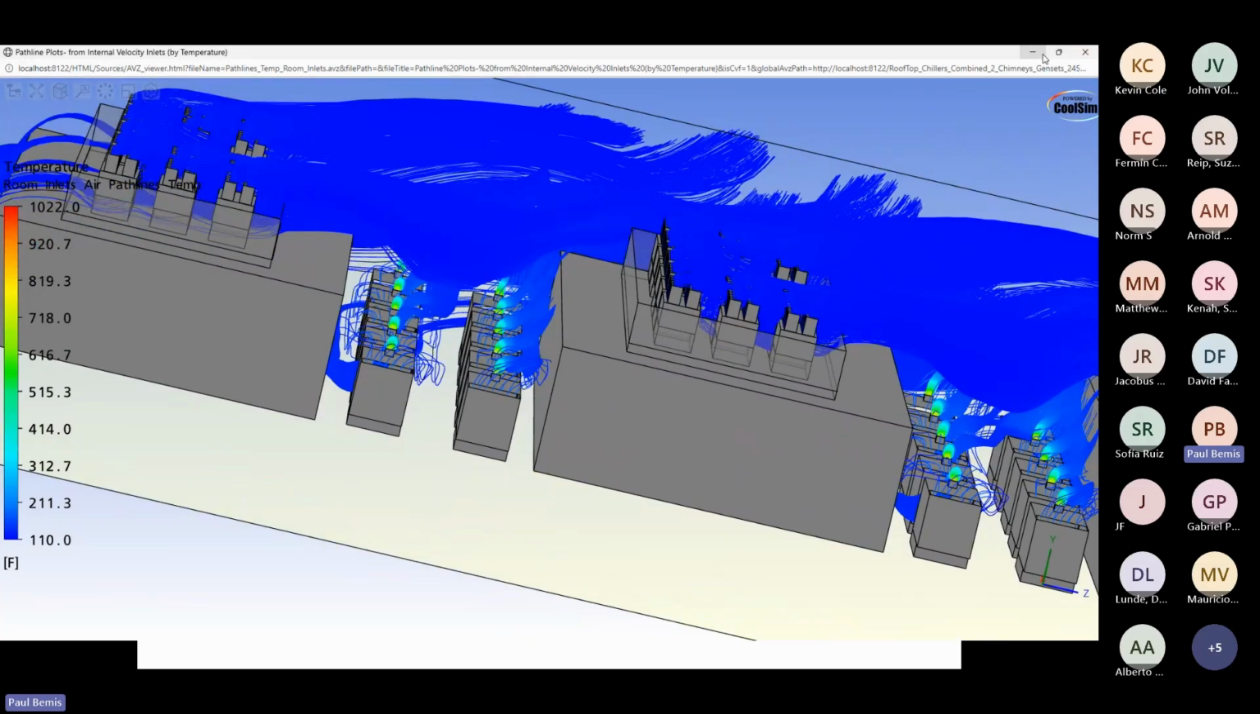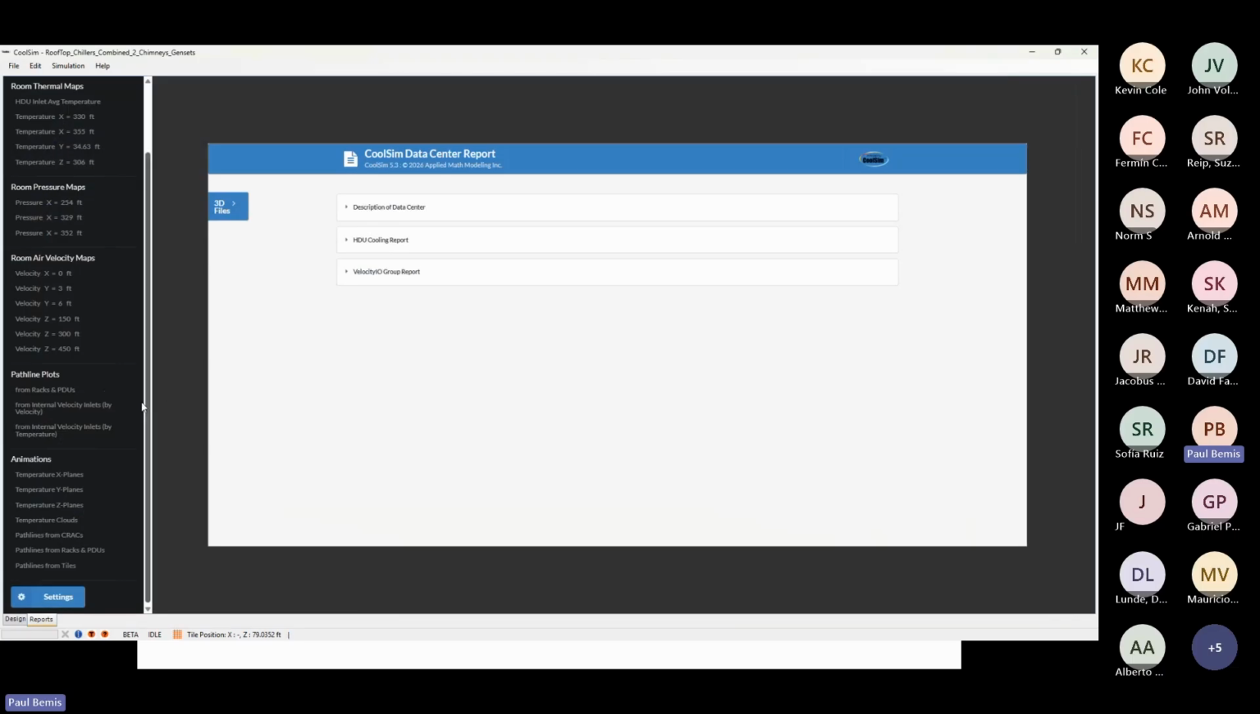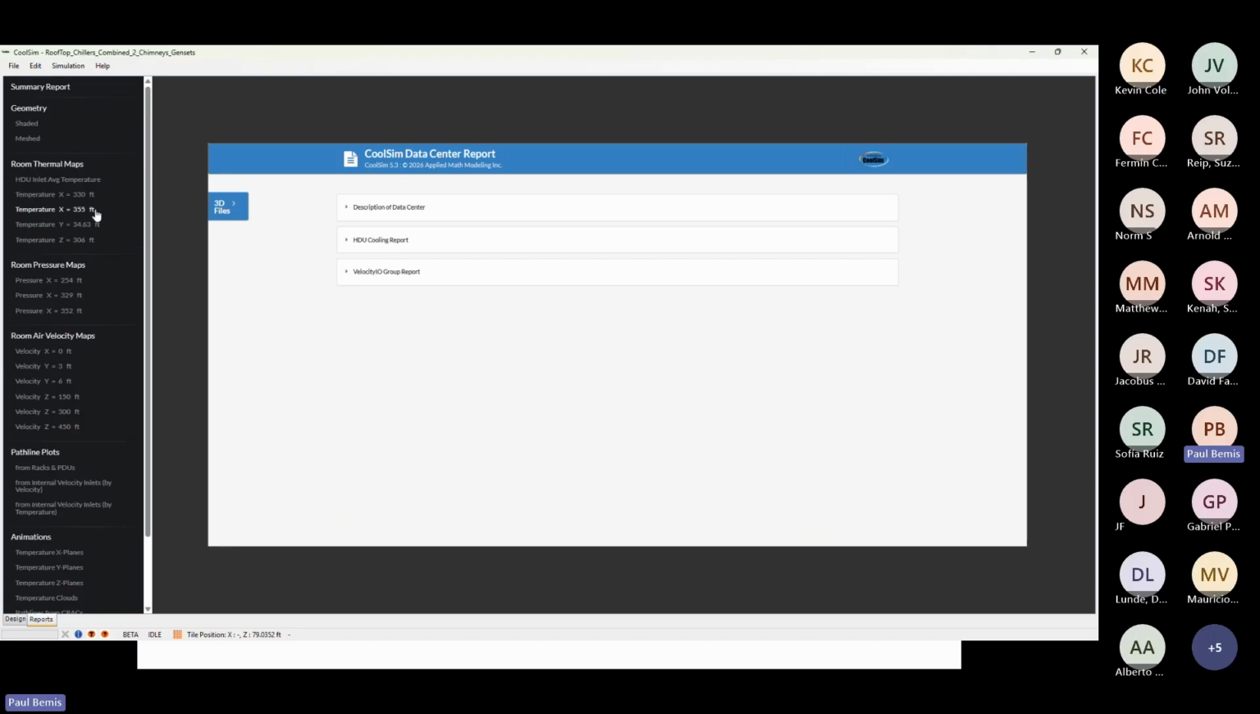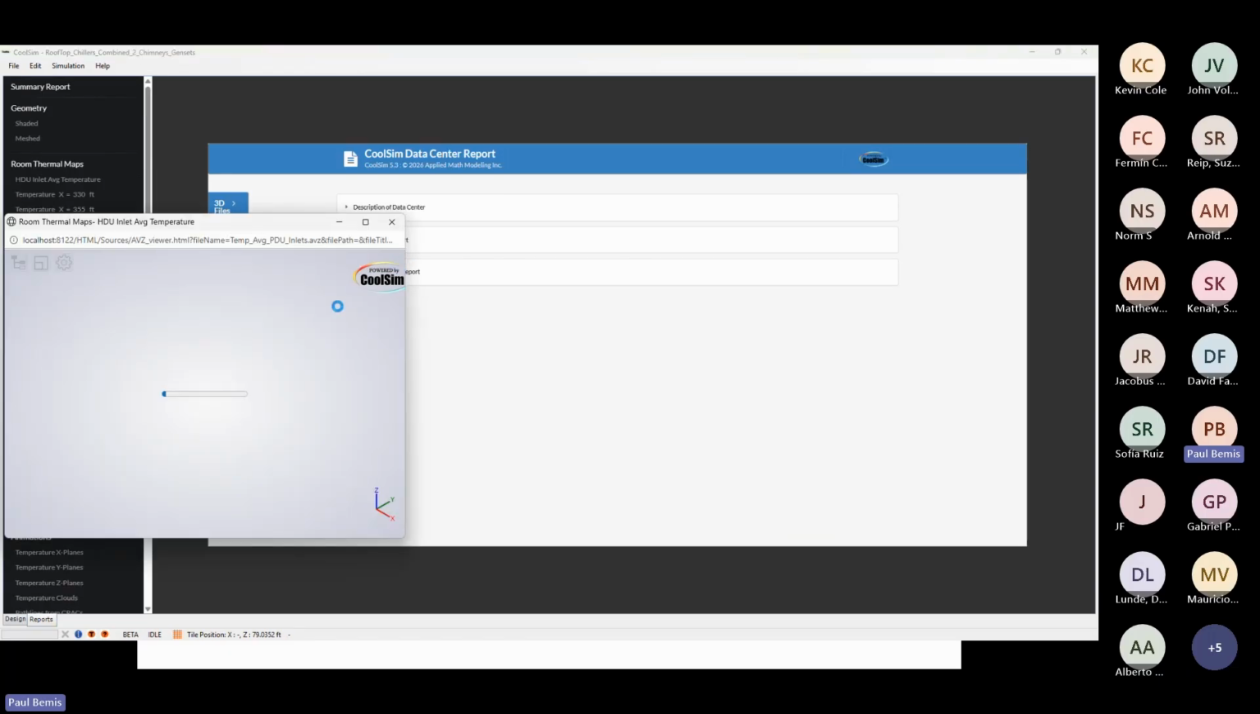Okay, and then of course the most important is these inlet temperatures, right? Because that's really what you're after, is the inlet temperatures of those devices. That one is shown in this plot. This plot, again, takes a moment to load because there are so many little colored surfaces on it. But I'll show you that as soon as it loads.